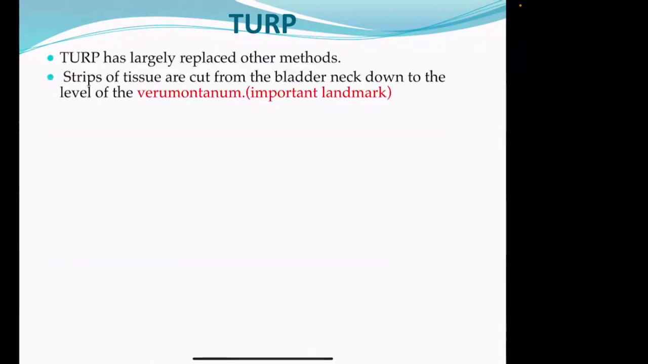The most common operative surgery that we do is TURP. This is usually indicated for moderately enlarged prostate, like size more than 30 gram, and obviously the patient must have the absolute indications or relative indications for surgery. Okay, before that, let me show the video first.